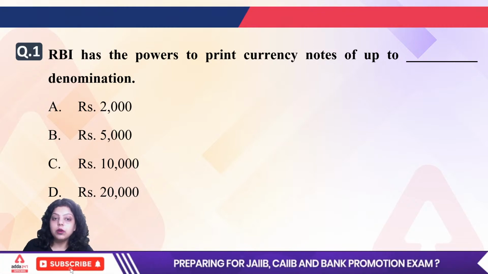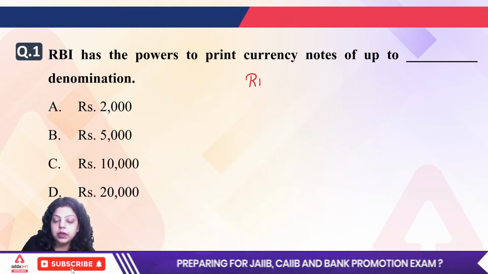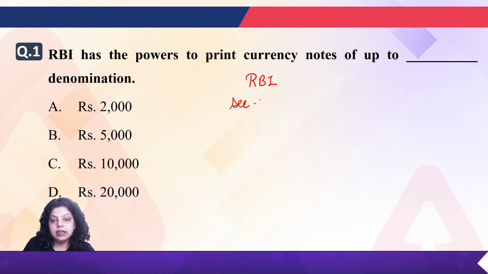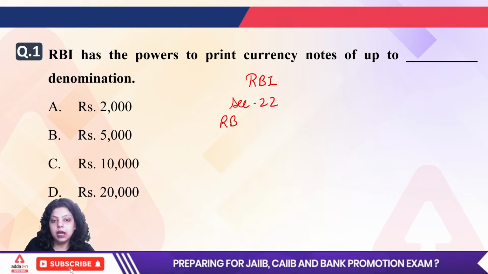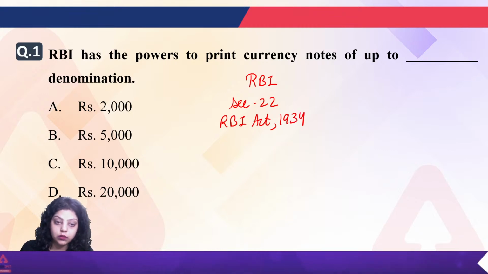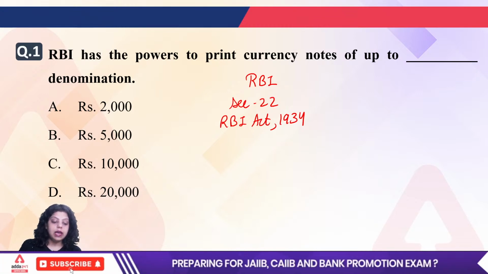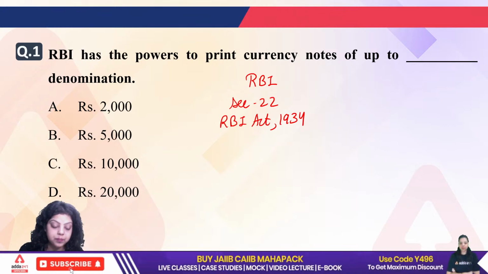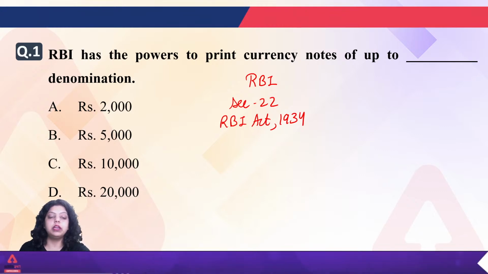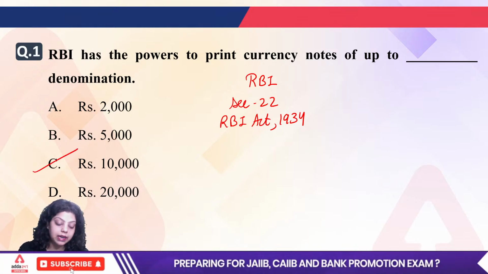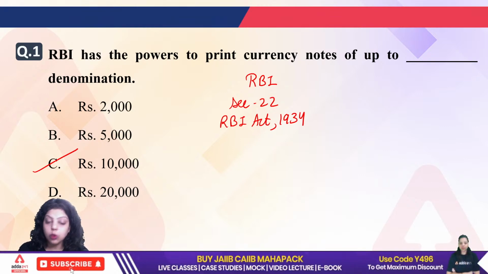Reserve Bank of India has the right to print all the denominations except rupee 1 under Section 22 of the RBI Act 1934. The 1 rupee note will be printed by the Government of India, Ministry of Finance, not Reserve Bank of India. Up to the 10,000 rupee denomination, currency will be printed by Reserve Bank of India. So simply, except rupee 1, RBI can print all the currencies.